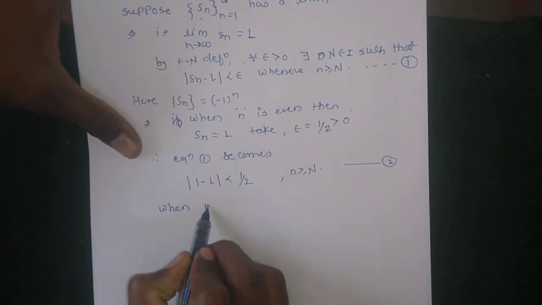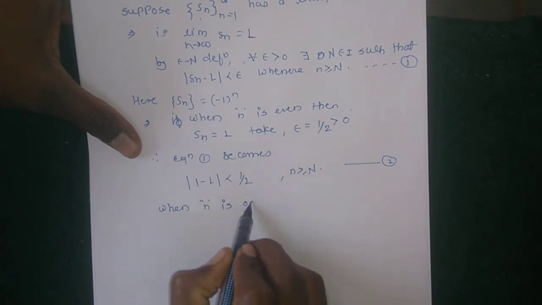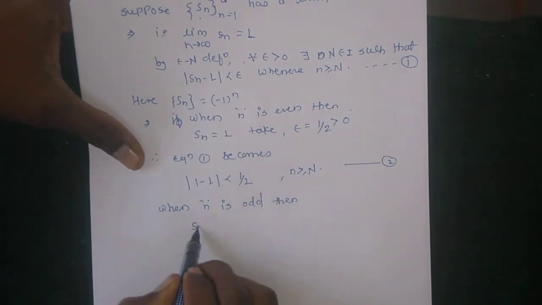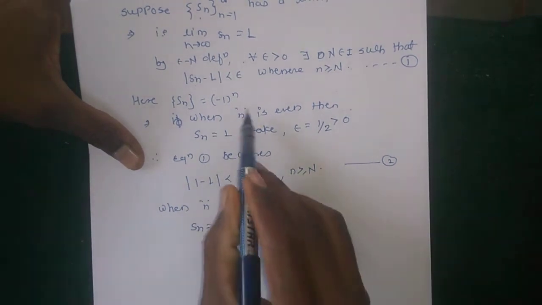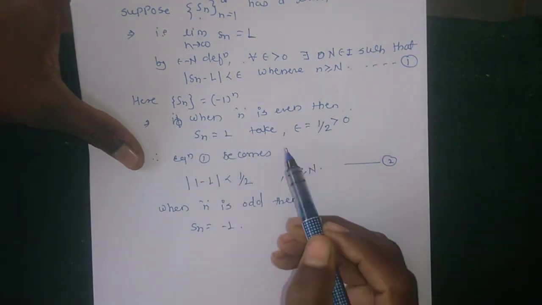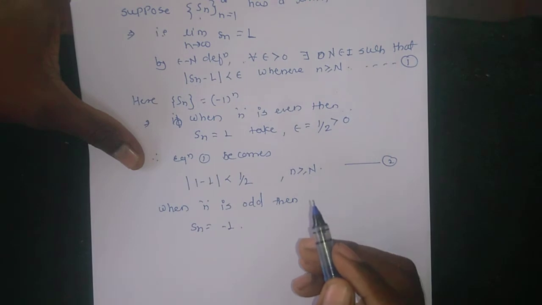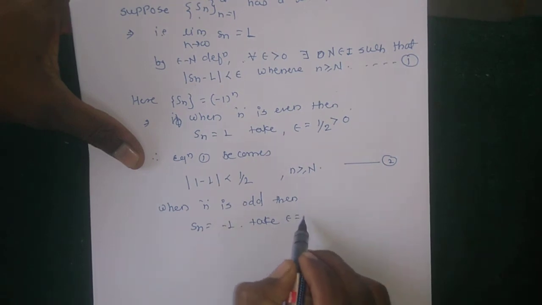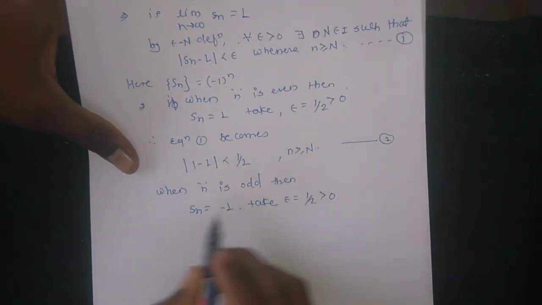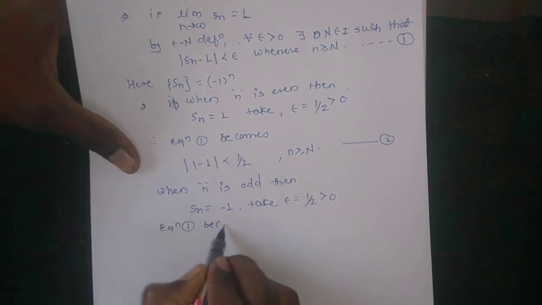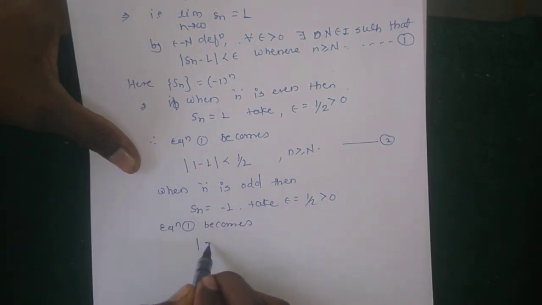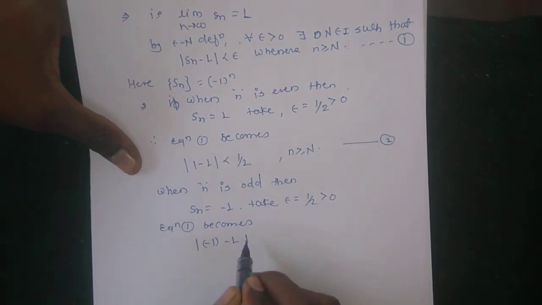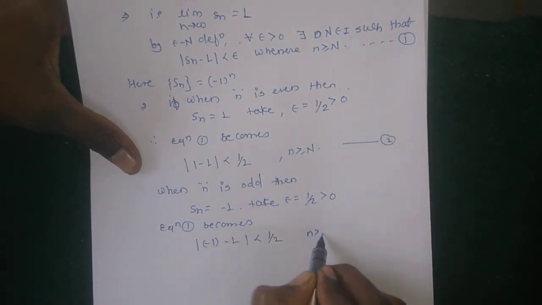Next condition, when n is odd, then Sn is equal to minus 1, because minus 1 raised to any odd power has the value minus 1. Then again take epsilon equal to 1 by 2, which is greater than 0. Then equation 1 becomes mod of minus 1 minus L is less than 1 by 2, n greater or equal to N.